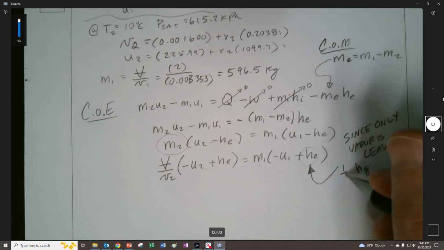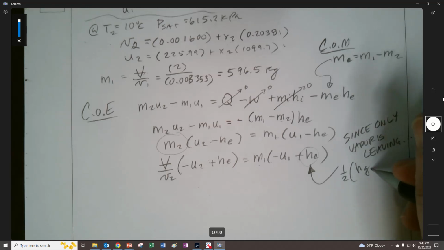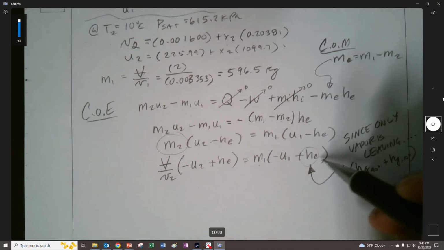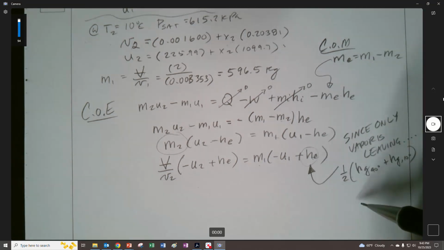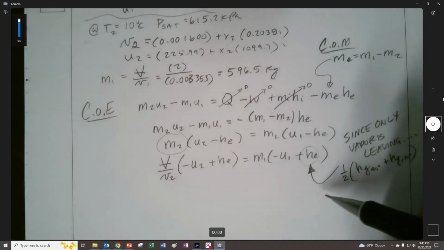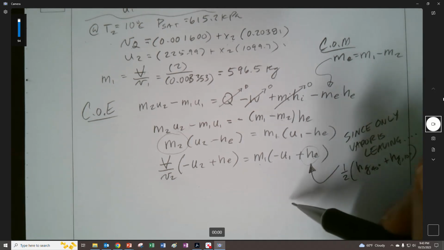So you'd take Hg at 40 degrees Celsius plus Hg at 10 degrees Celsius, and you take the average of them, and that's what you say that HE is going to be. Man, I don't want to do this any longer. I wrote a whole lot on my paper to be able to do this.